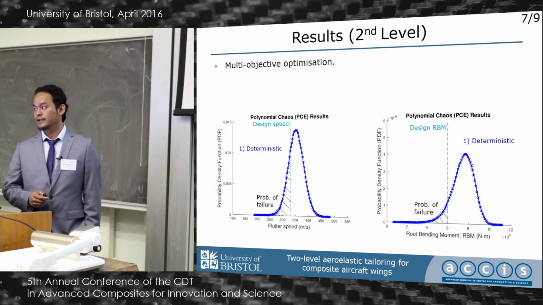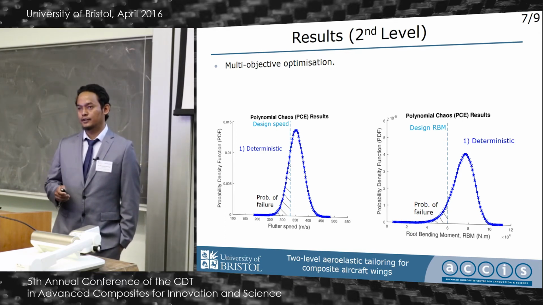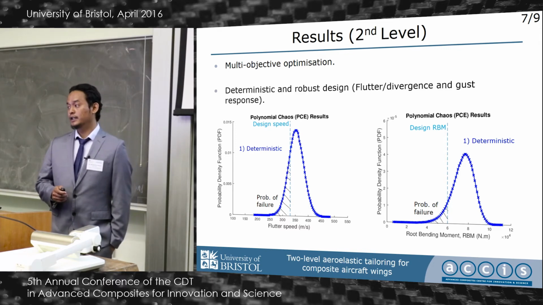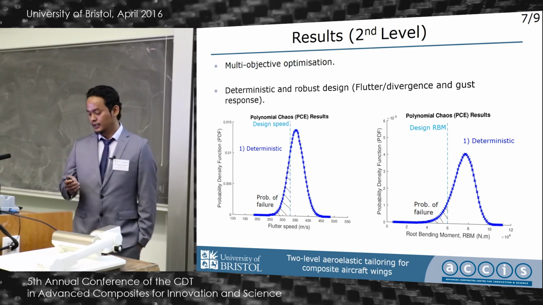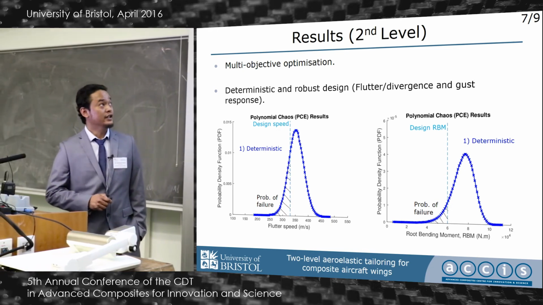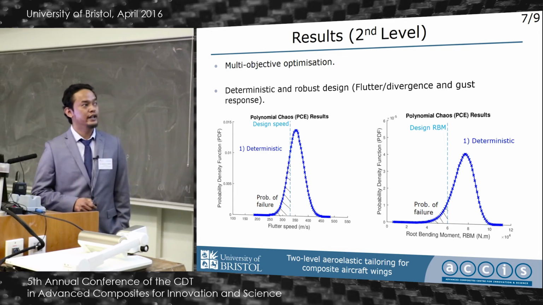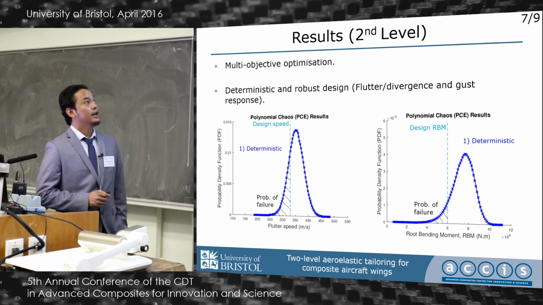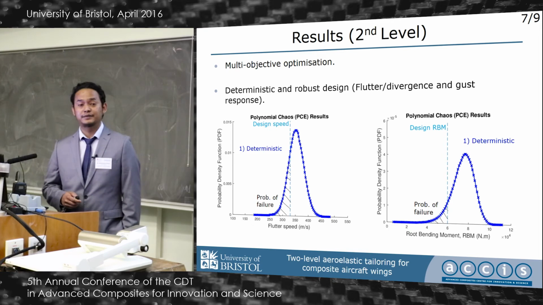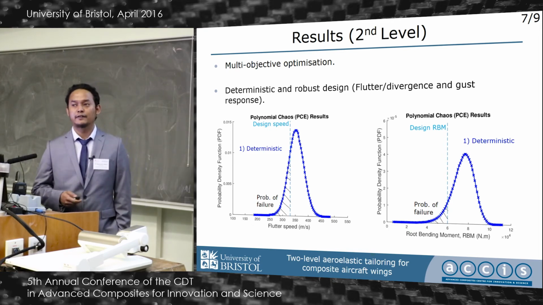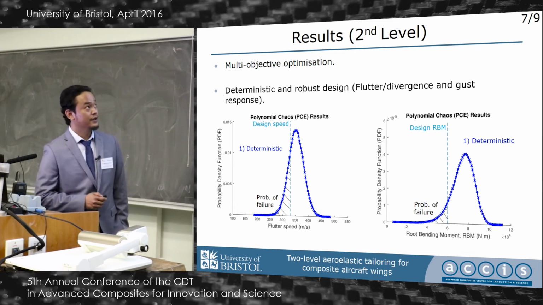And for the second level optimization results, we opt for multi-objective optimization. We include the response of flutter and also the gust response in the analysis. The figure here shows the deterministic optimum design for both flutter response and root bending moment response. The root bending moment response, basically for gust response, we determine based on the value of the root bending moment. So here is the deterministic design for the wing structures.